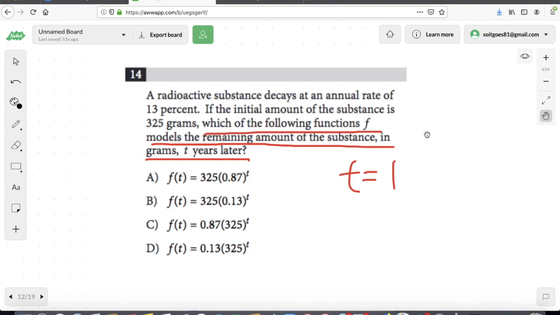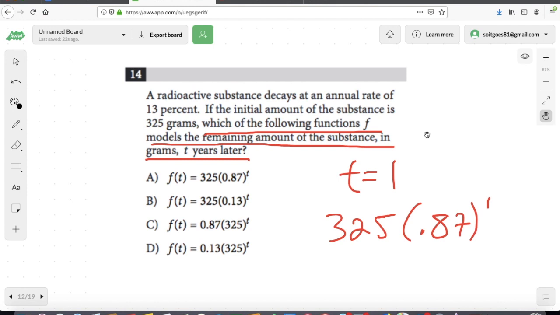So that's 325 times 0.87 to the power of 1. What's anything to the power of 1? Just itself, right? So that's just 325 times 0.87. Does that make sense? Yeah. Oh, so it would be somewhere in the high 200s. Yeah, that's a reasonable estimate, right? I mean, 0.87 is just a little bit less than 1, right? So I think that's a reasonable possibility.